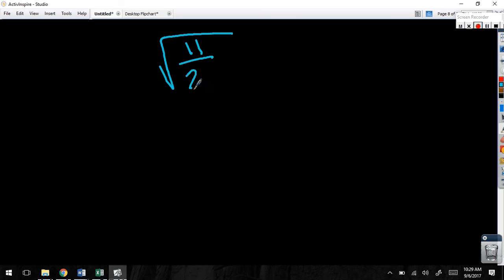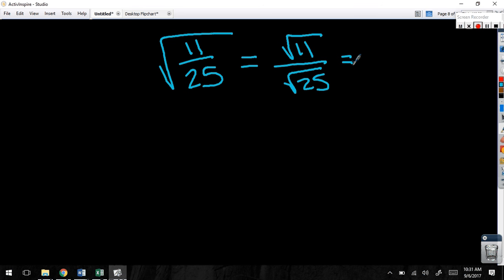Let's do another one. Darion, can we try this one on our own? Sure. So let's do square root of 11 over square root of 25. What do you notice? 25 is a perfect square. Good job. 11 is 2. What goes into 11 equally?